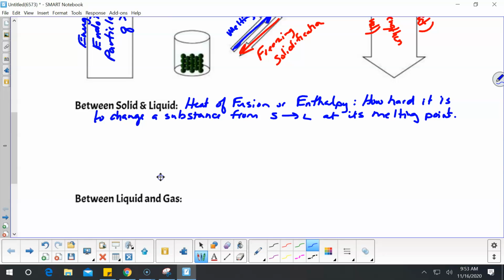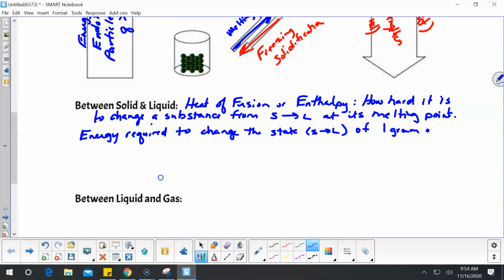Now, to say it more specifically, it is the energy required to change the state, and we're saying between a solid to liquid, of 1 gram of a substance at its melting point.